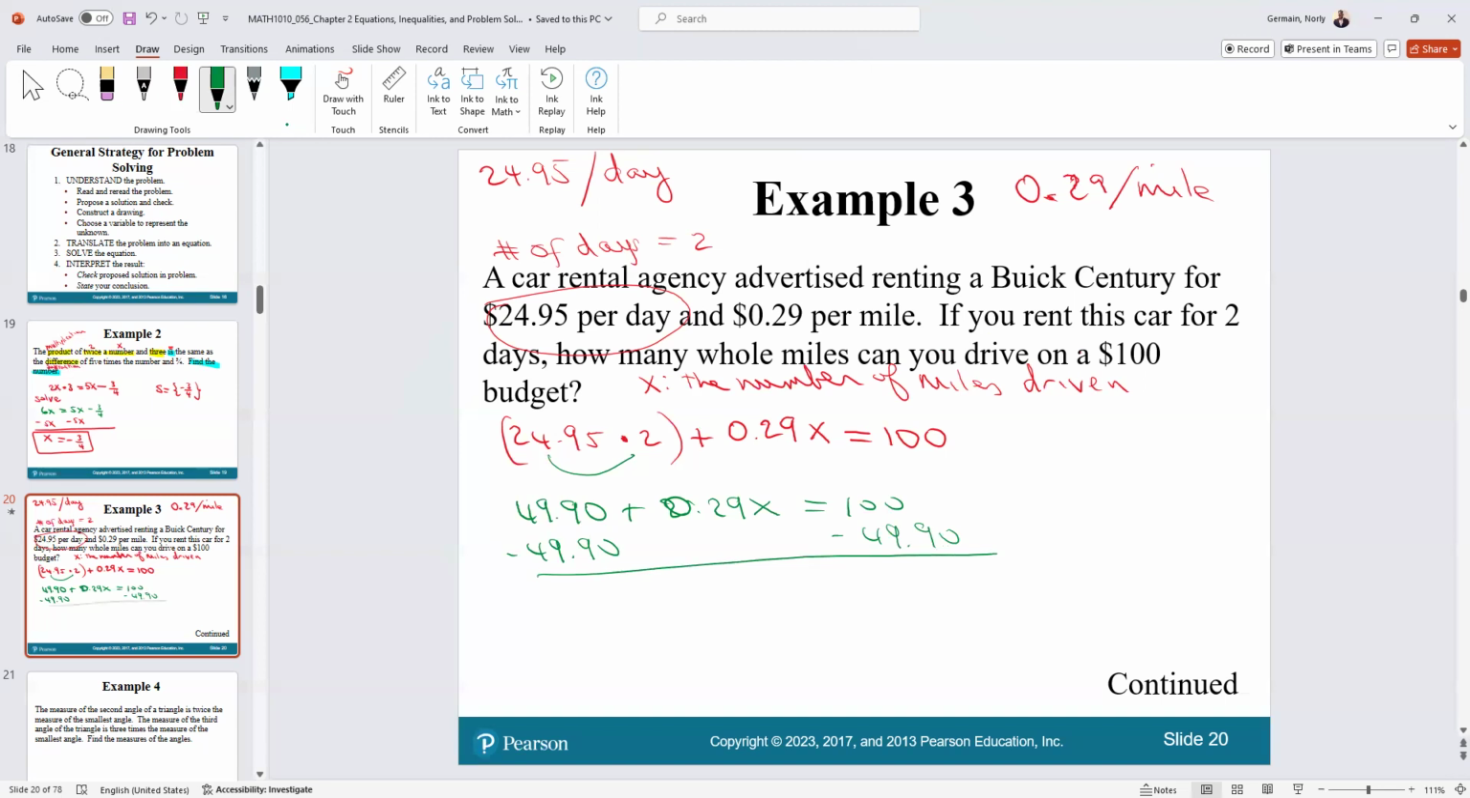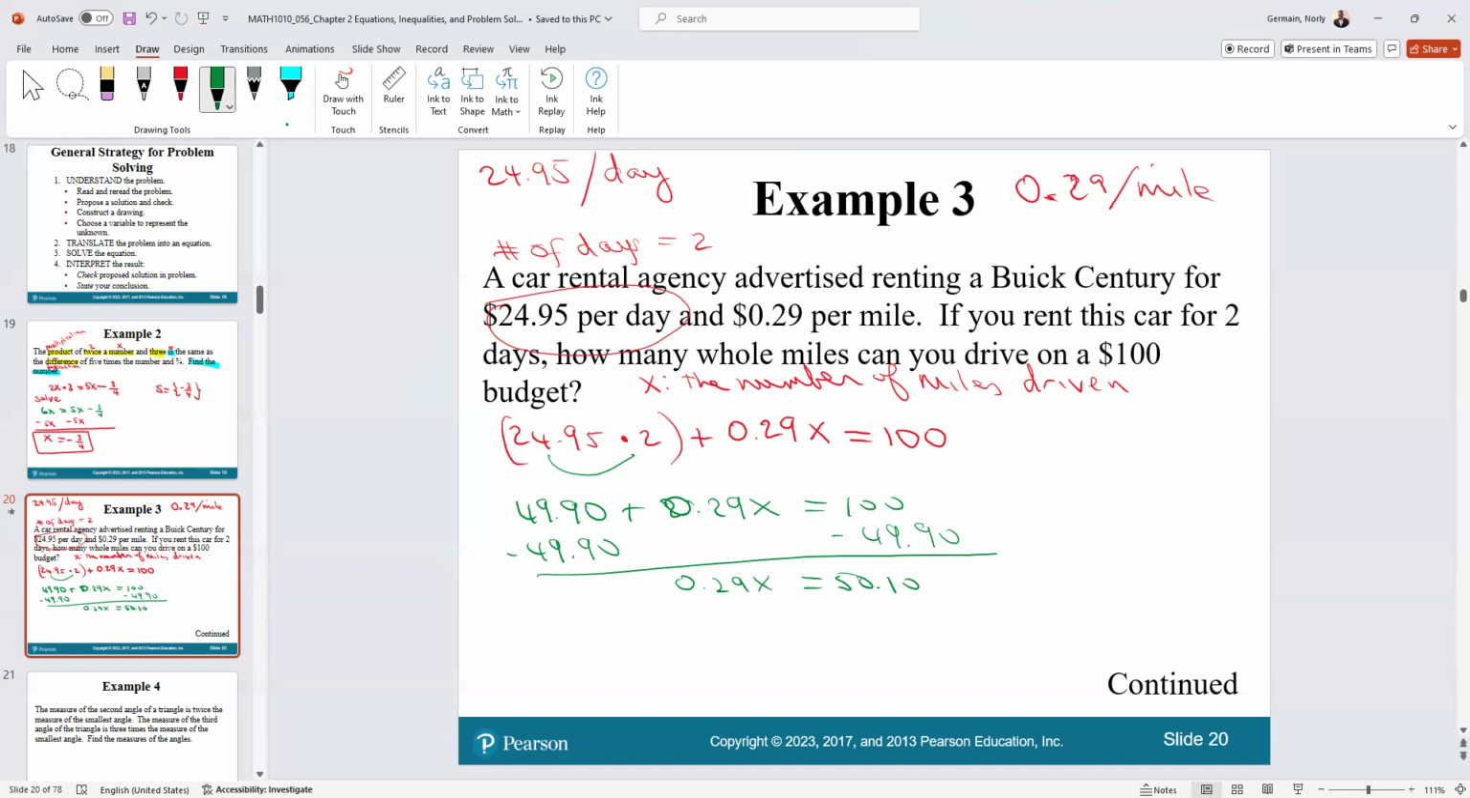So it gave us 0.29x equals 50.10. Now, we only have x, but our problem here is that we do have a coefficient in front of the x. What do you think we should do here? Because that's the first time we have to deal with a problem like this. What do you think we should do?